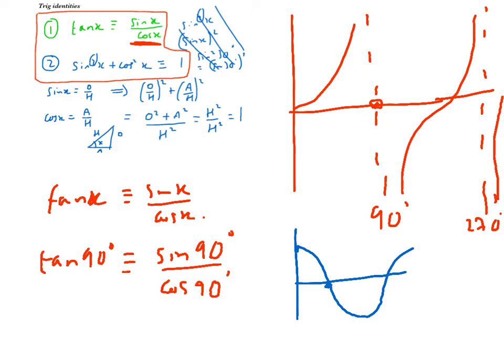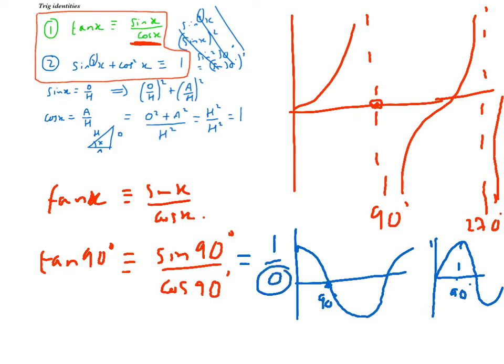which looks like that, doesn't it? At 90 degrees, cos 90 equals 0, and sine 90 equals 1, doesn't it? So this would equal 1 divided by 0. We can't divide by 0, so it's undefined, and that's why we have this asymptote here. And similarly, we'll have the same asymptote at 270 degrees.